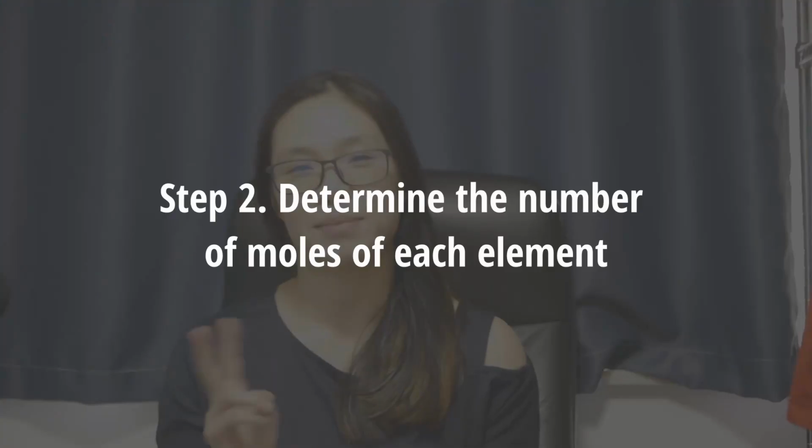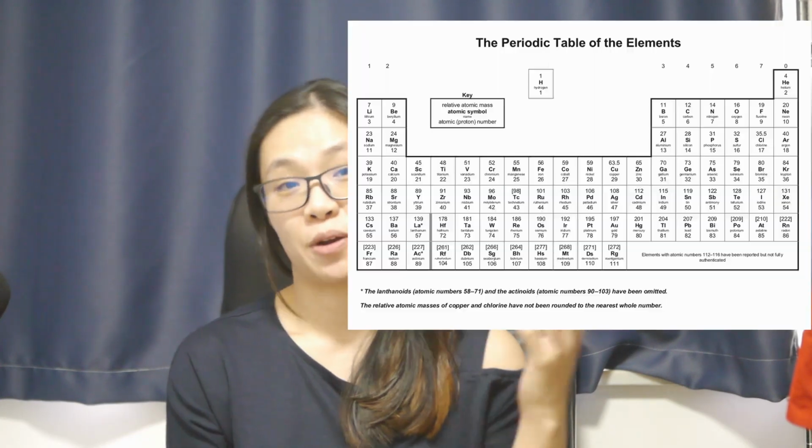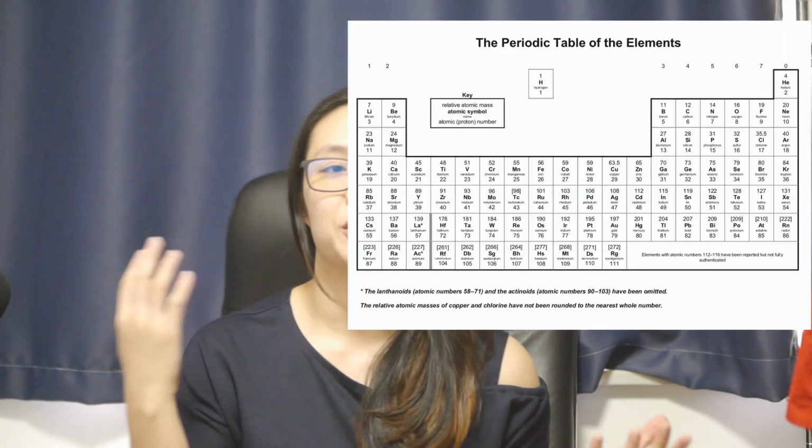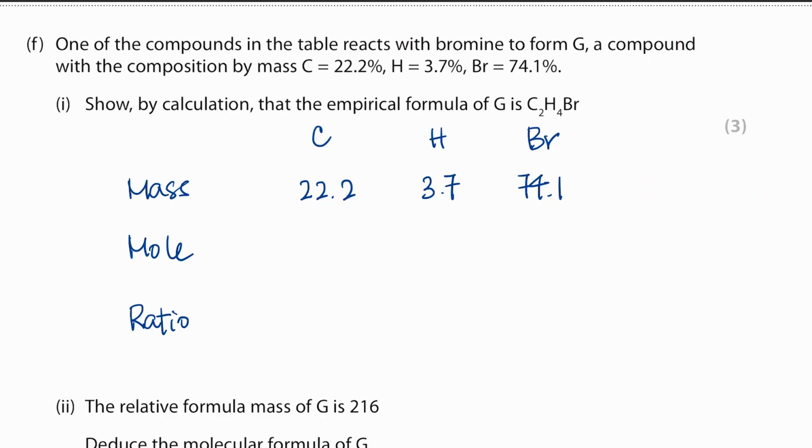With that said, in this question, we have 22.2 grams of carbon, 3.7 grams of hydrogen, and 74.1 grams of bromine. Step 2. We need to find the amount of each of our elements in moles. This is where we will need the periodic table, as well as the equation, the number of moles is equal to mass divided by molar mass. Now, applying this equation to the question, let's start off with carbon first. We have 22.2 grams of carbon, and if we refer to the periodic table, it has a molar mass of 12. When we divide 22.2 by 12, we get 1.85.